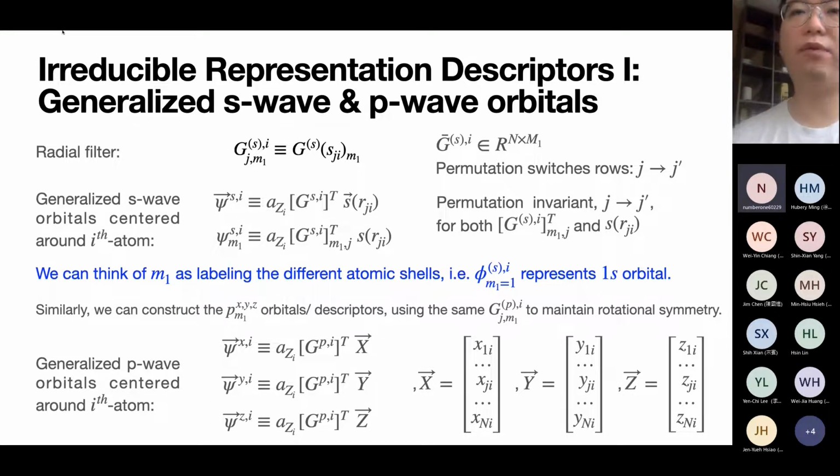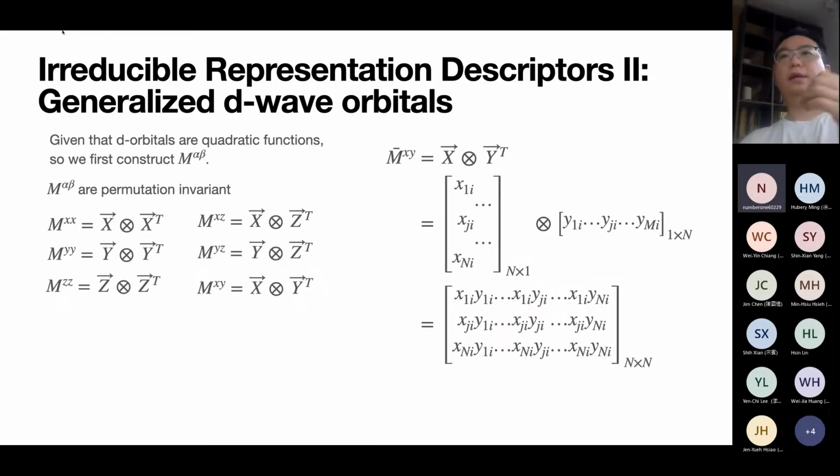Now we can do the same thing for px, py, pz. So we use another neural network GP, and then we feed in the different x, y, and z indices, and then we get our neural network representation of px, py, pz, or psi x, psi y, psi z. Okay. Having constructed S and P, now we need to construct the D wave orbital.